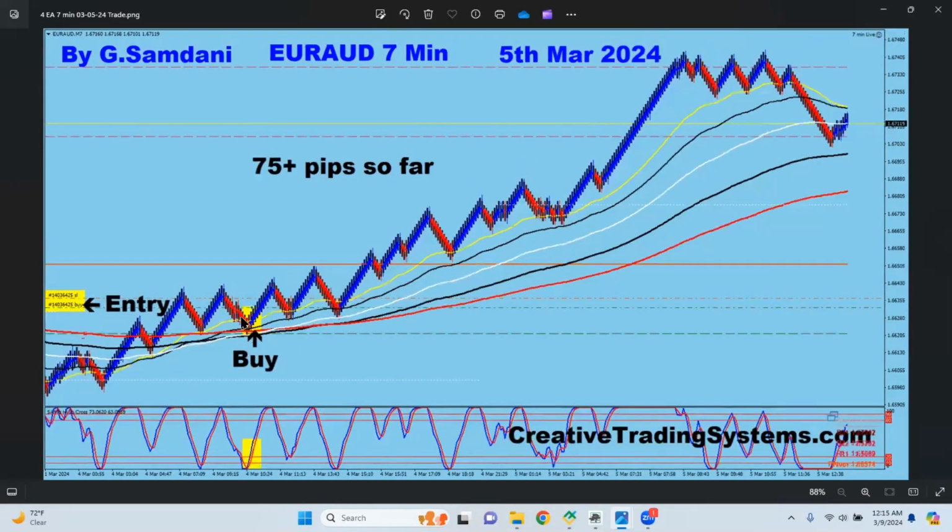This is how it is. Look at this entry here. This entry, it didn't go much higher, so I didn't move my SL until it goes here.